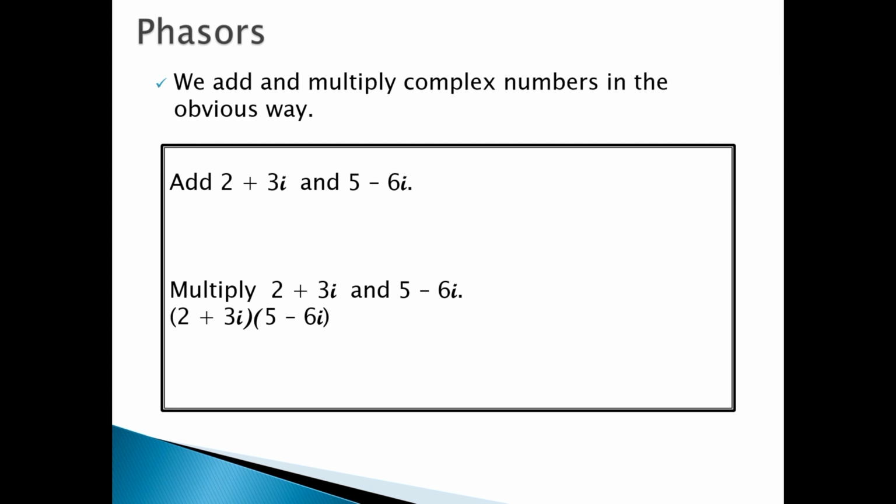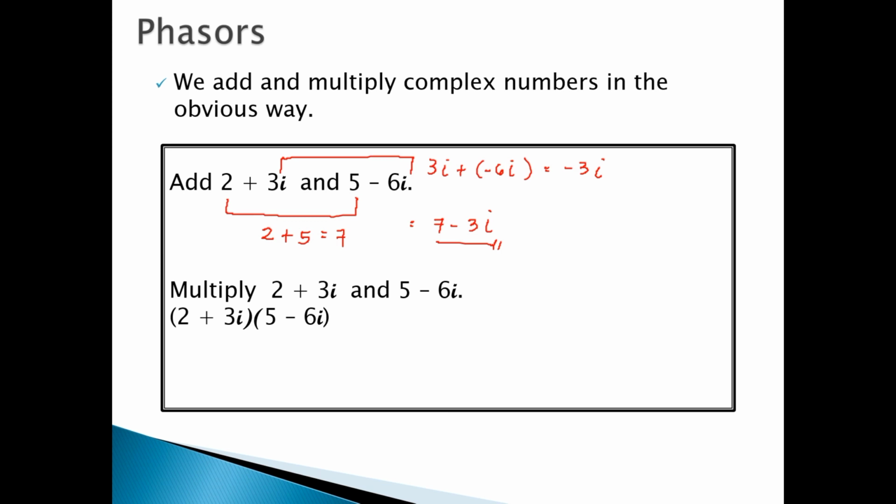So if we have here, add 2 plus 3i and 5 minus 6i, of course we will add the real number to another real number. Then this will be 2 plus 5 equal to 7, and the imaginary number to the imaginary number, so 3i plus negative 6i, then we will have negative 3i. So our answer would be 7 minus 3i.